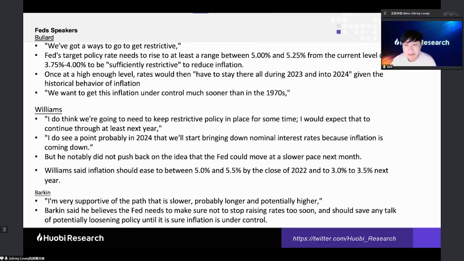And then the last one is Barkin. Barkin, I think, is more dovish in a way. He says, I'm very supportive of the path that is lower, probably longer, and potentially higher. I think all three Fed speakers, in a way, are talking about the same thing. They want high interest rates, but at a slow pace, for a longer period of time. This is the story they are painting to the market right now.